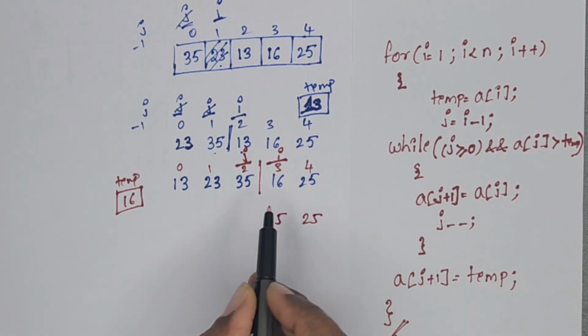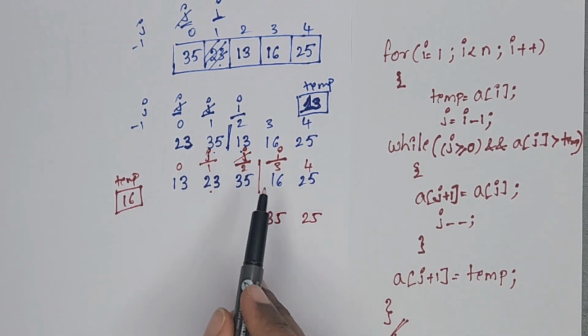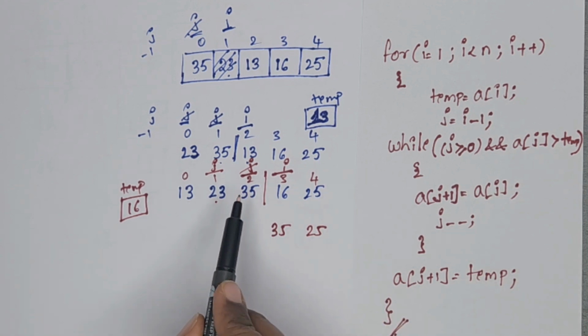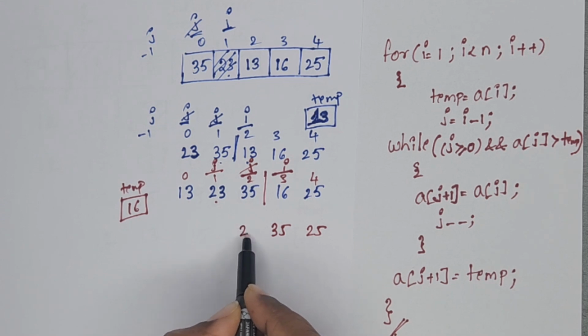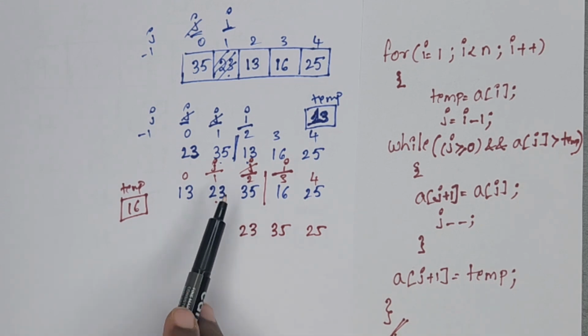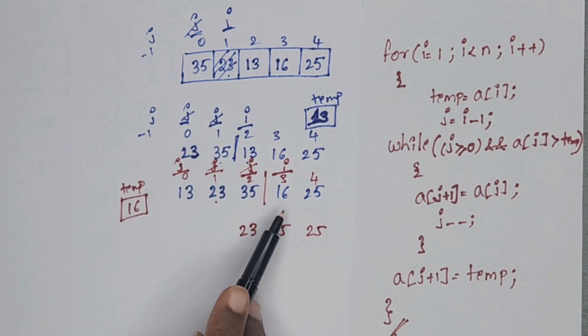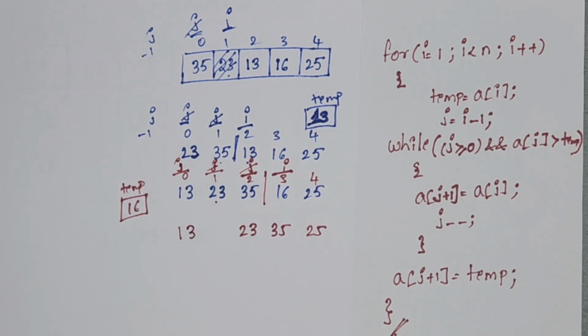35. Next, 23, decrement j value. So, we have to find the proper location. We are finding the proper position. Now 23 is greater than 16? Yes, 23 is also shifted to the next position. Okay. Now decrement j value. Now 13 is greater than 16? No, don't shift. It stays in the 0th location only. I am not shifting this 13. Okay. Just simply don't shift this one.